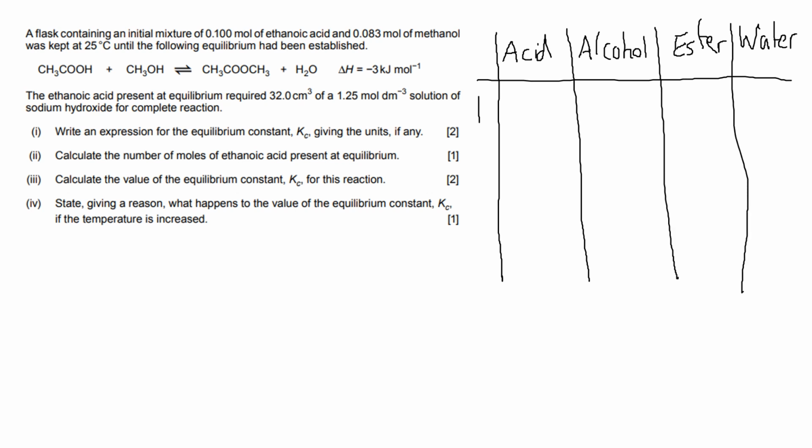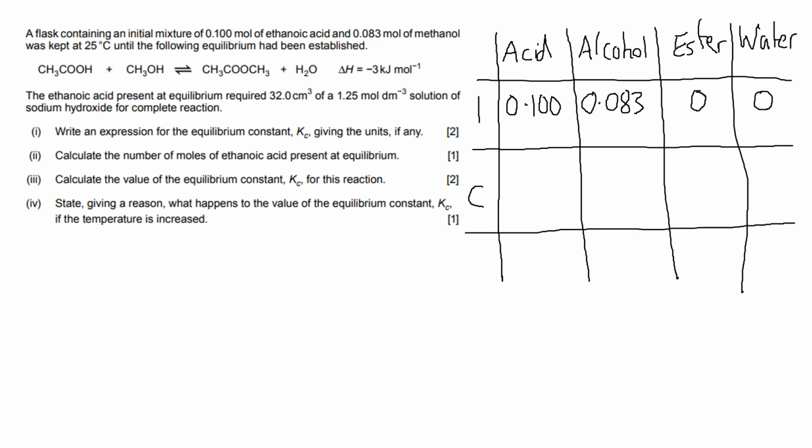So the initial moles of the acid was 0.1, and it was reacted with 0.083 moles of the alcohol. And technically, by definition, the moles of the ester and the moles of the water would be 0 to start off with because they haven't had any time to form yet. So that's your first row. C stands for change. We'll come back to that. And E stands for the equilibrium number of moles. Now we know from the calculation that we've just done previously that the equilibrium moles of the acid is 0.04.